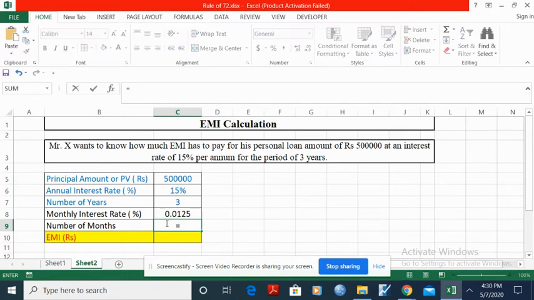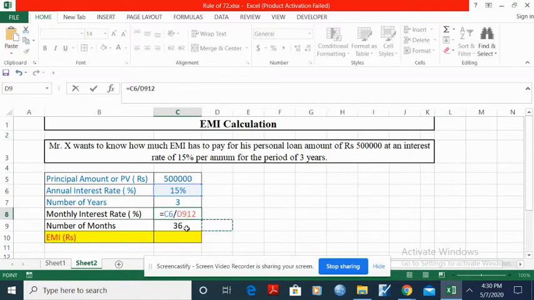Similarly, convert the number of years into number of months. So what do you do? Select the number of years cell, 3, multiply by 12, that is, converting 3 years into 36 months. Now please observe one thing. Here I have not taken 15 percent and 12 directly as they are. What I did is I took the cell reference instead of directly entering the value.